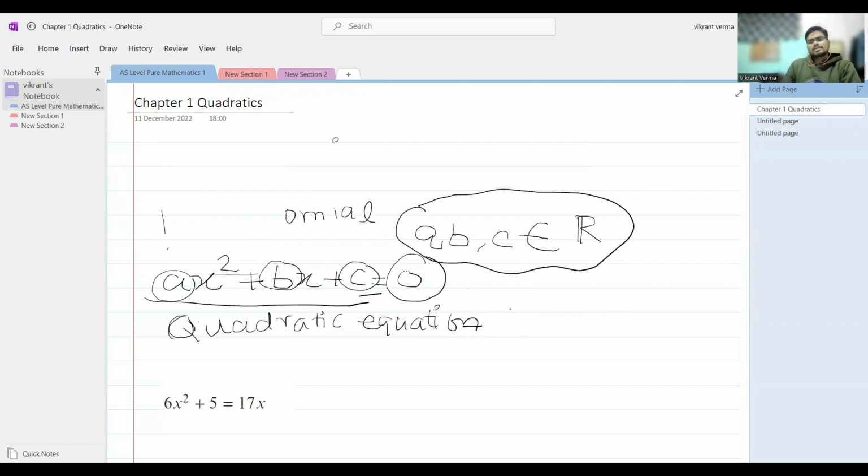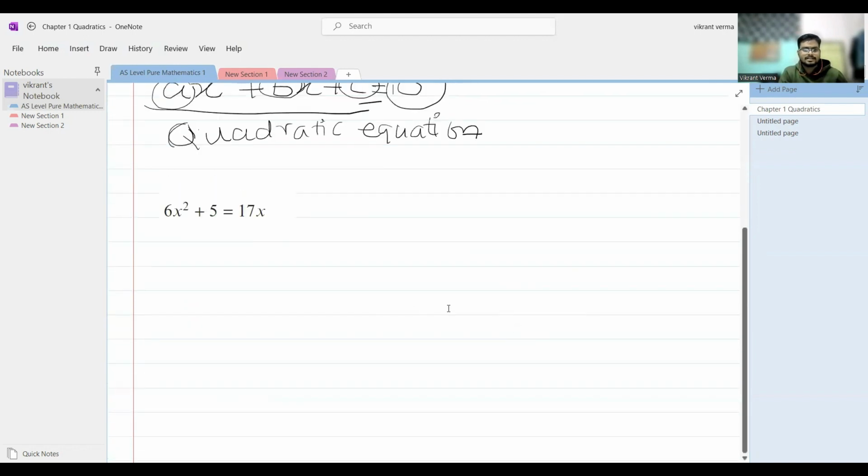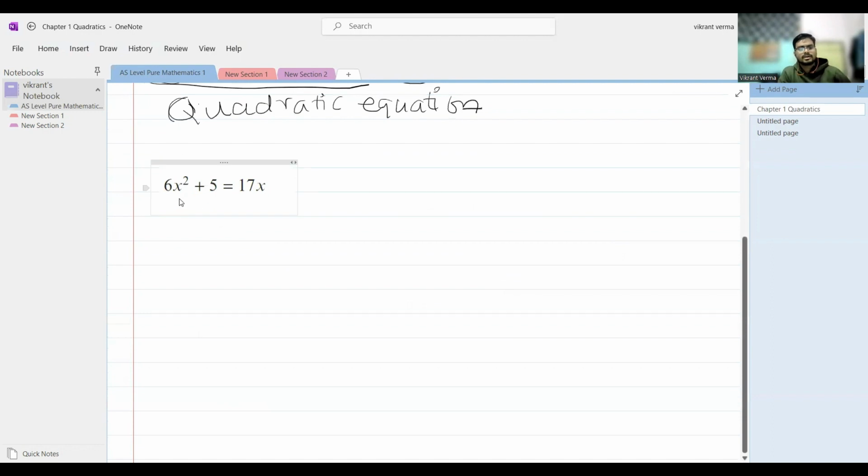So this is the theory part, that what a quadratic equation is, the coefficient belongs to which number system. But now the main thing that we use in our day-to-day life mathematics is the methods by which we usually solve the quadratic equation. Okay, so the method that we will be using will go like this. For example, this is a general quadratic equation that is written over there. Okay, so it is 6x square plus 5 is equal to 17x.